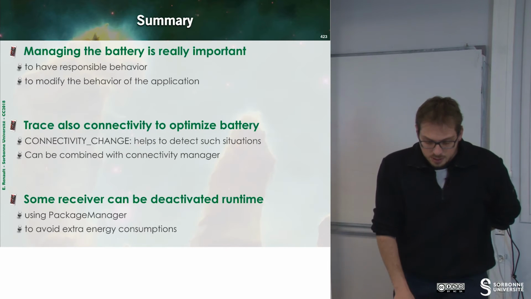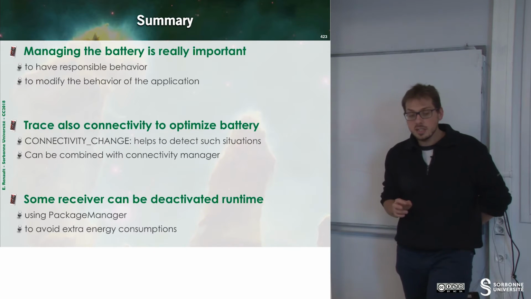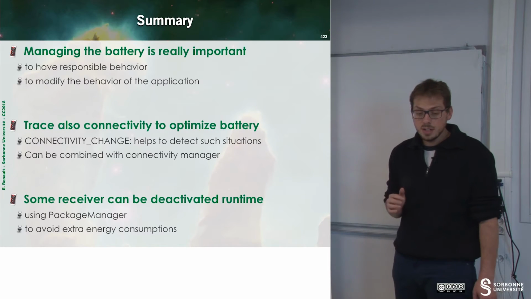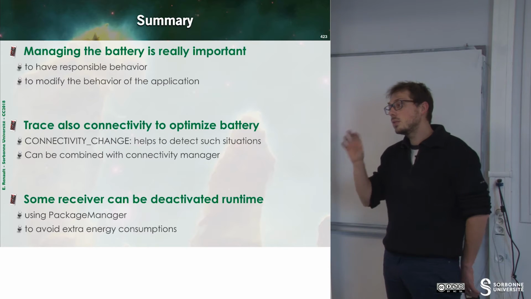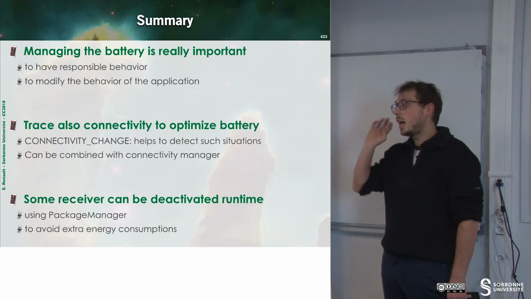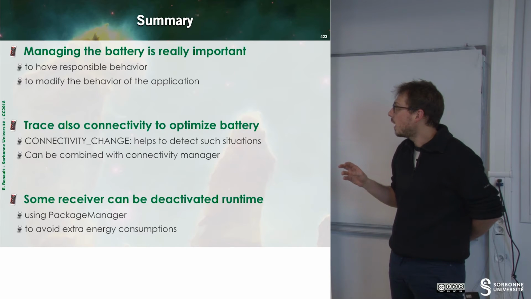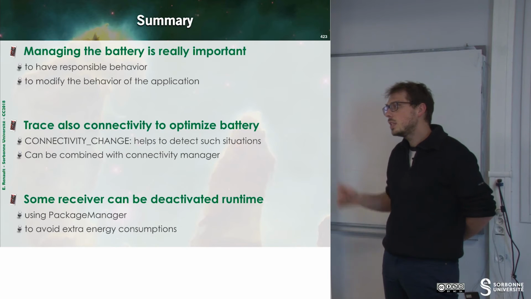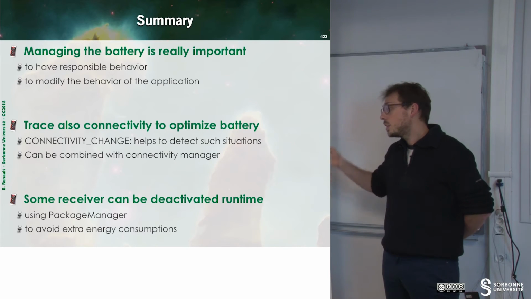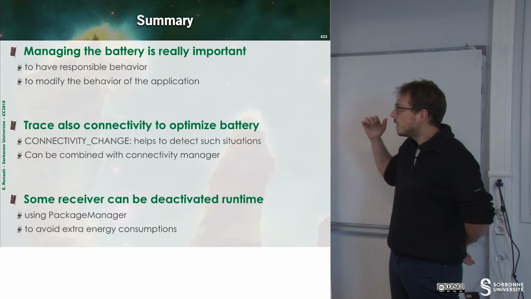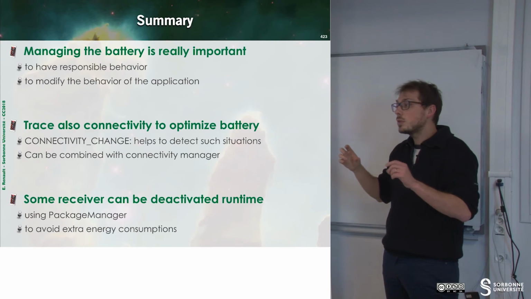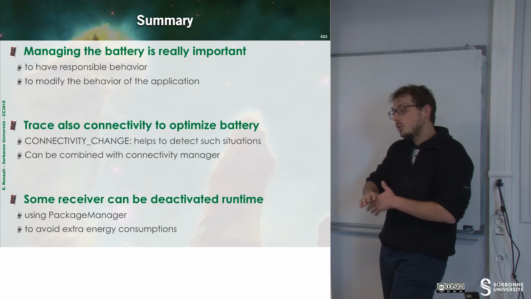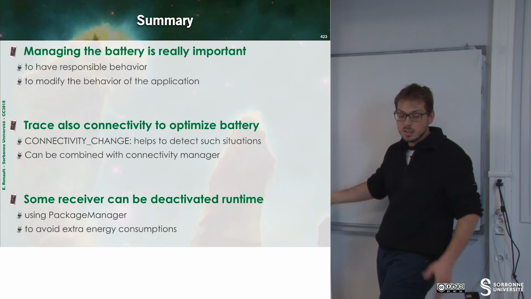So to sum up, managing battery is very important to have a responsible behavior, and you may think to modify the behavior of your application according to the battery status. If, for instance, you have a map and you receive that battery is low, you may want to notify the user that you will stop using the internet. And so maybe you have to have a degraded mode, and so on.